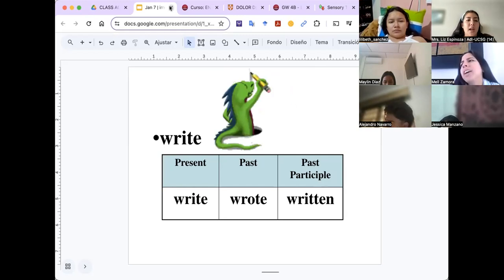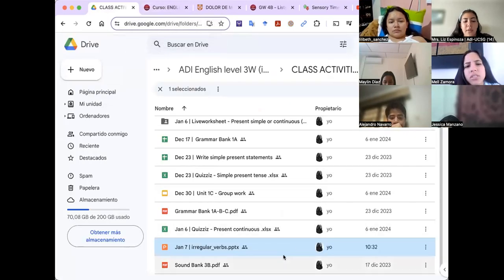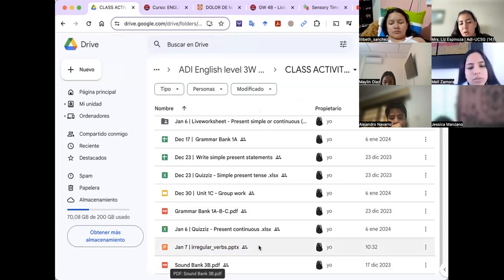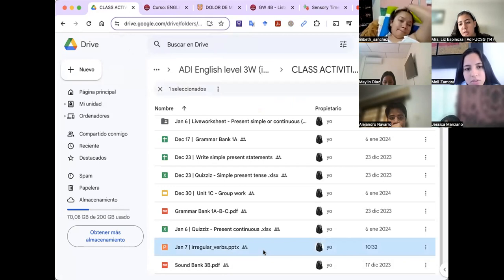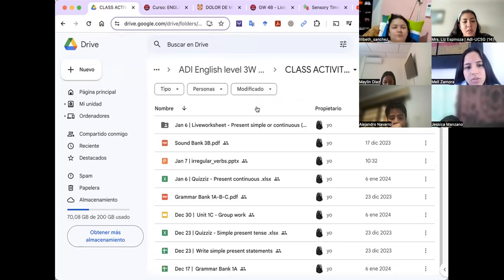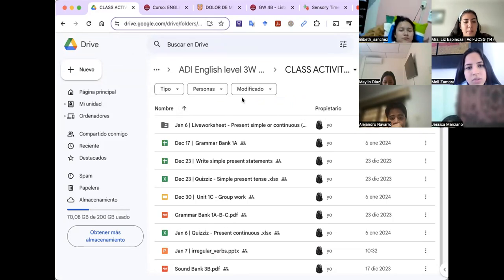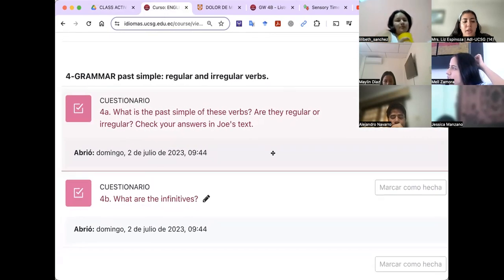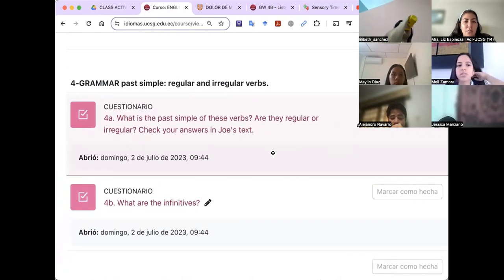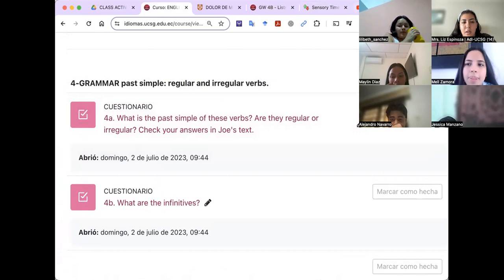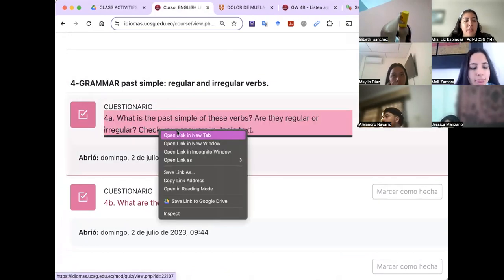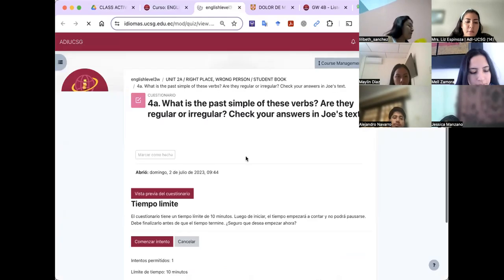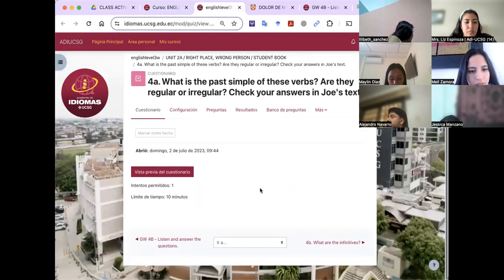So just in case, these slides, these are the verbs that I have. I put the PowerPoint presentation in the class activities folder. Okay, so if you want to practice at home, in order to memorize, you have the slides already. So right now, we can do the grammar activity in the Moodle. We have one hour to do some Moodle activities. Let me close this. It says, what is the past simple of these verbs? Ten minutes, yes.